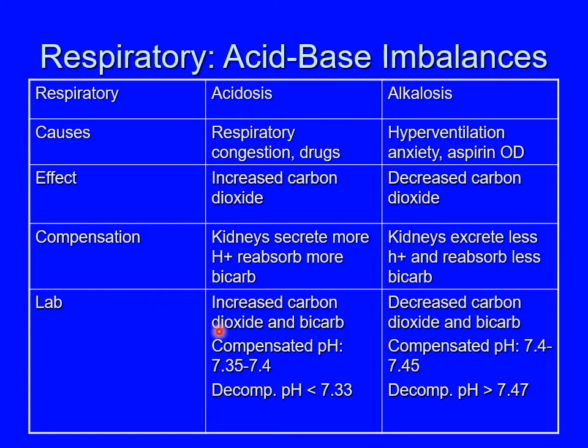So in the lab, what you would see is increased carbon dioxide and bicarb, and compensated pH would bring it back into 7.35 to 7.45, and if it's decompensated and nothing's happening, the pH will be less than 7.33. Decreased carbon dioxide and bicarb would be what you would see in the lab, and compensated, the pH would be on the high side, 7.4 to 7.45. Decompensated would be above normal range.